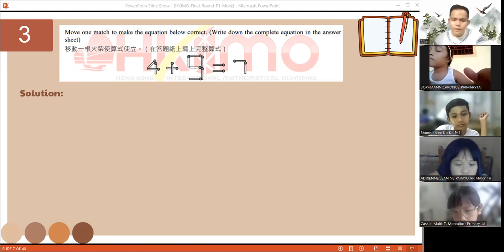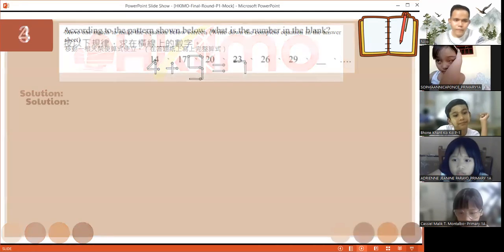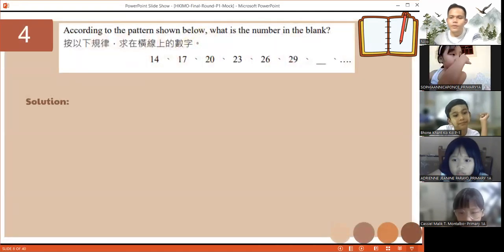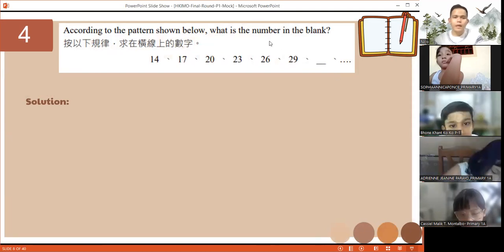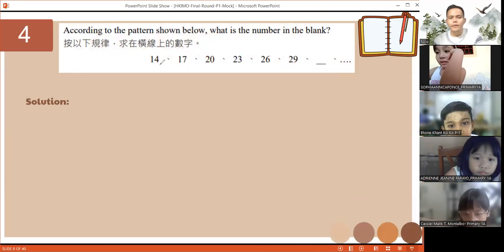Okay? Let's proceed with number 4. According to the pattern shown below, what is the number in the blank? Now, what do you notice with the pattern?